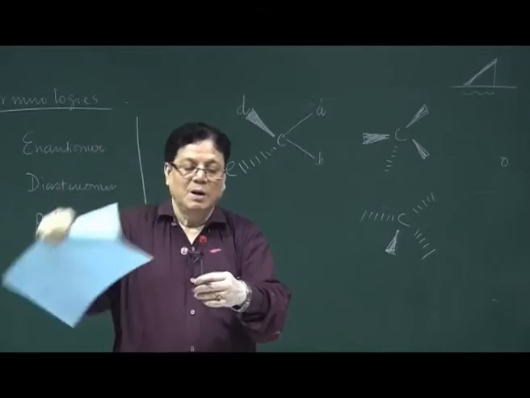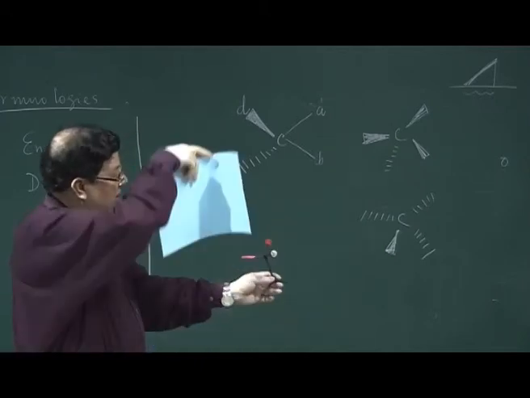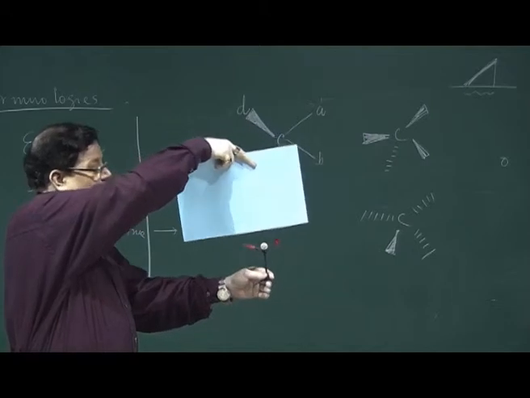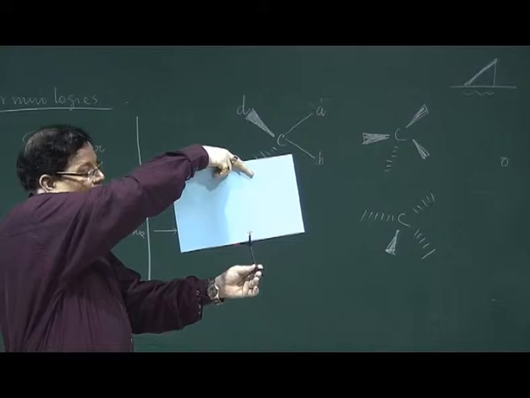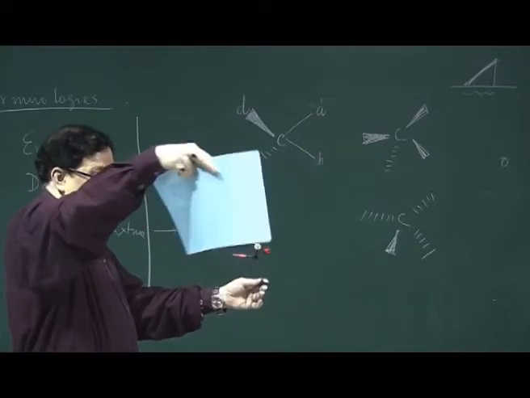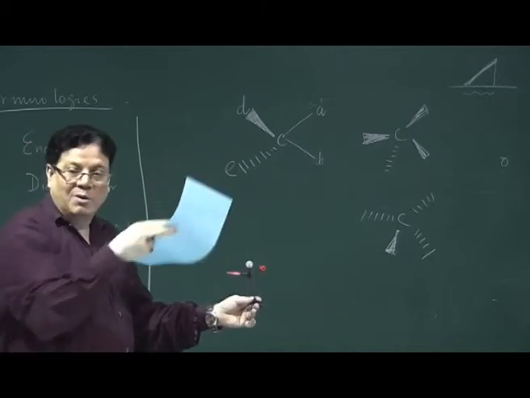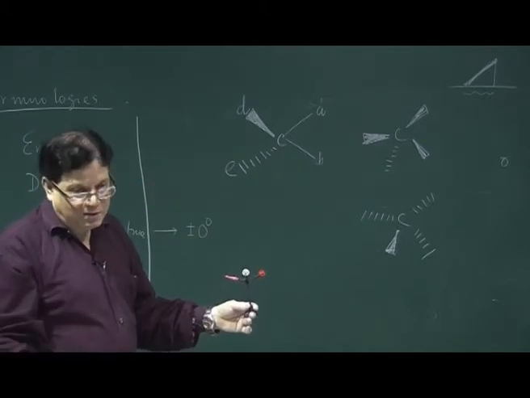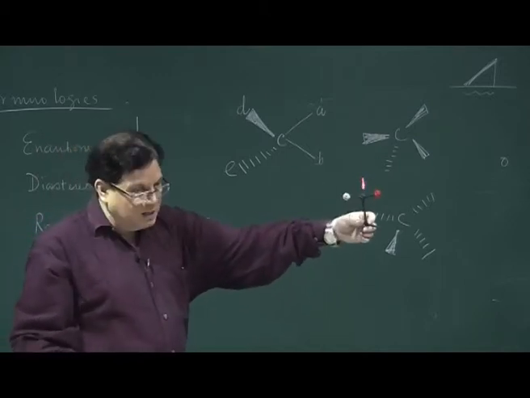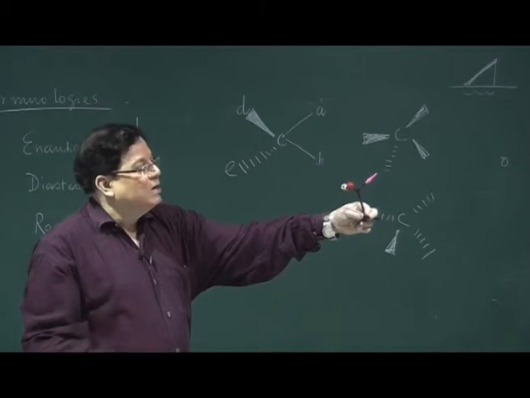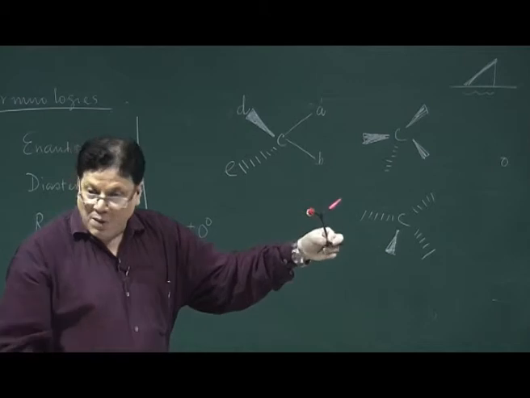So, what happens now? 2 bonds, if I am looking from this side and this is my reference plane, 2 bonds will be towards the observer, and 2 bonds will be behind the observer. That is the first thing. So, when you draw a Fischer projection formula, you view the molecule in such a way that 2 bonds are facing towards you and 2 bonds are going away from you.